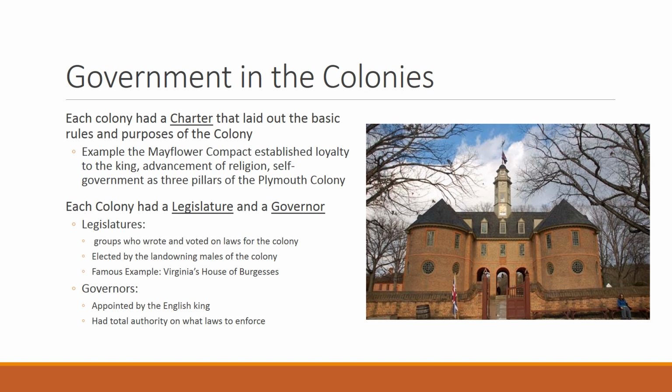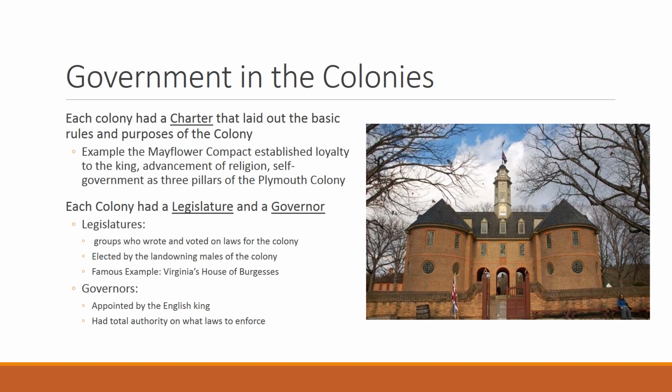The legislature's main job was to write and vote on laws. And so these were groups of men who were elected by other men in the colony. Not every man was allowed to vote, and of course women weren't allowed to vote at all. Only the land-owning males of the colony were allowed to vote. So this meant that basically the richer people in the colony got a say. If you didn't own any land, then you didn't get to vote.